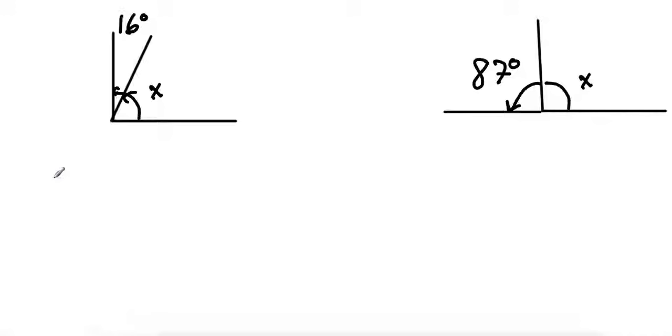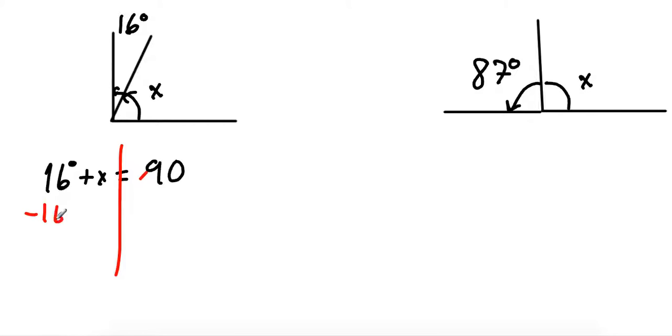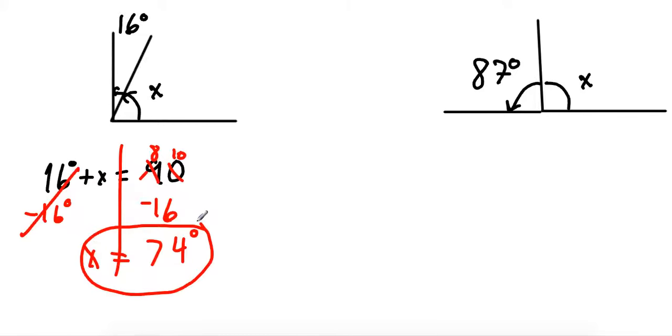So we have 16 degrees plus x equaling 90, because this is a complementary angle. I subtract 16 from both sides to get x by itself. This cancels out for me. I'll have to do a little bit of borrowing here to help me solve this. 10 minus 6 is 4. 8 minus 1 is 7. So x equals 74 degrees. So that's the measure of our missing angle.